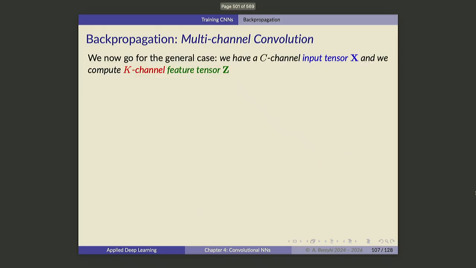Okay, now, last thing, let's say that I have one input, which is C channel, and then I have k different filters. This means that I'm computing a k channel output, right? Every channel at the output is computed by one of those filters, right? So C channel input, K channel output. This is your general form of convolution, right?